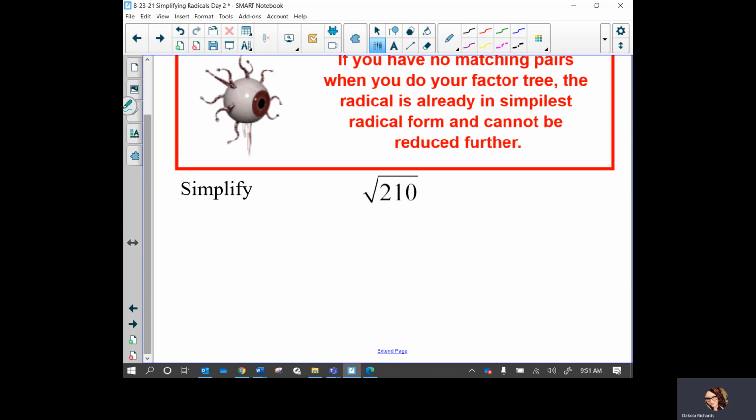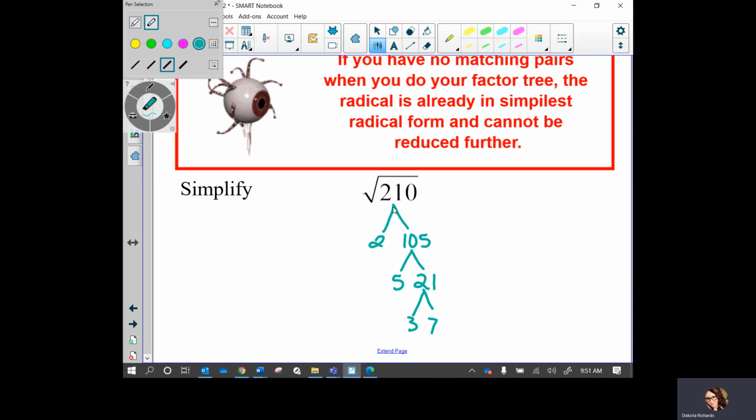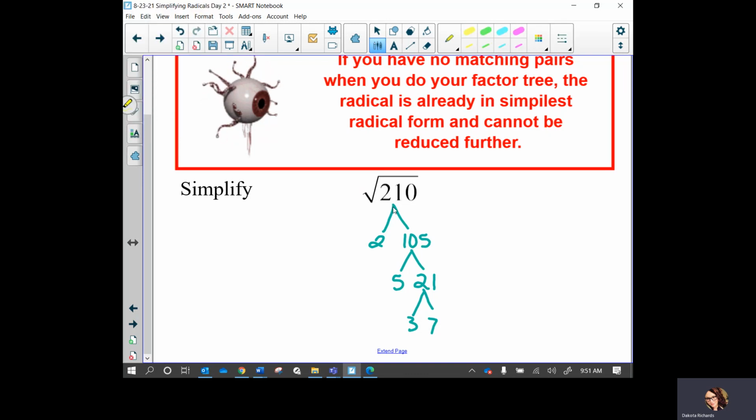So if you break down the number 210, that can be broken down as 2 times 105, okay? And then to break down 105, you know it ends in a 5, so you can break that down as 5 times 21. And then 21, that came from 3 times 7. Okay, if you'll notice here, all of those numbers, they don't have a pair. They're all singletons. They're all single Pringles.